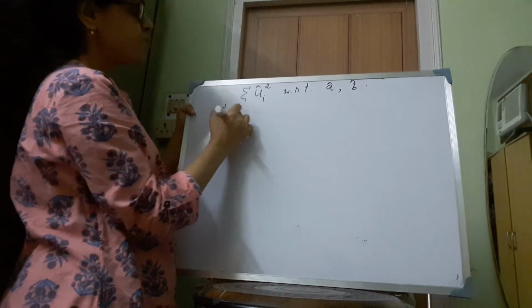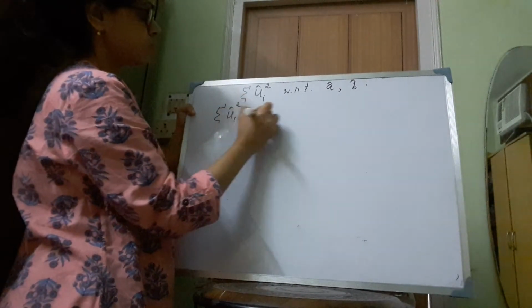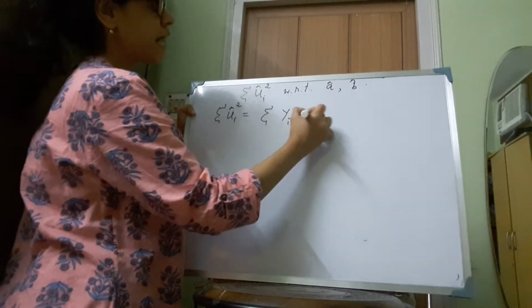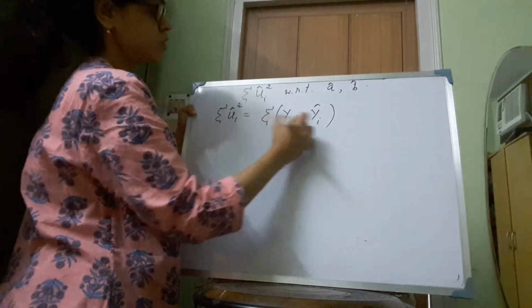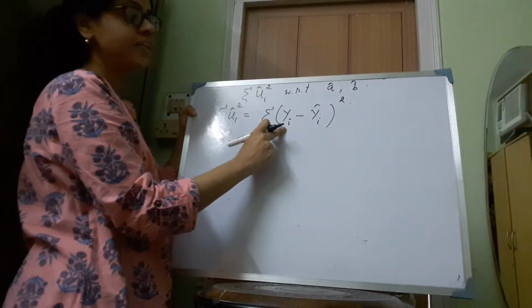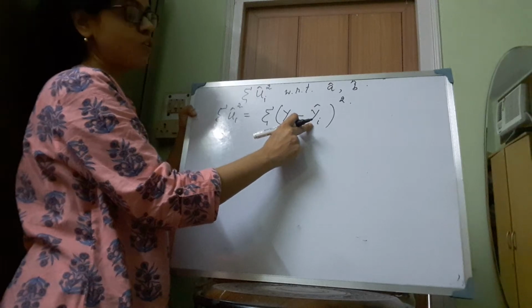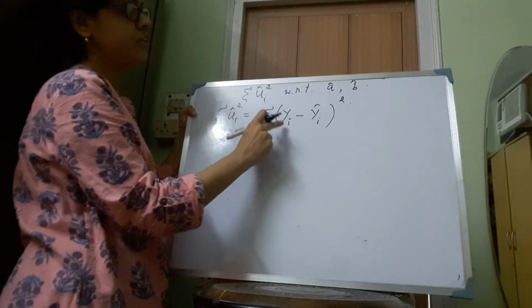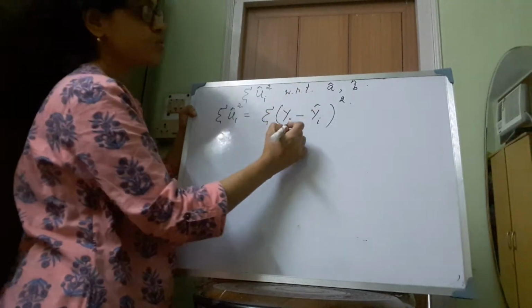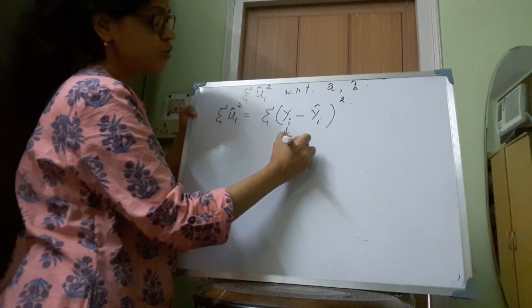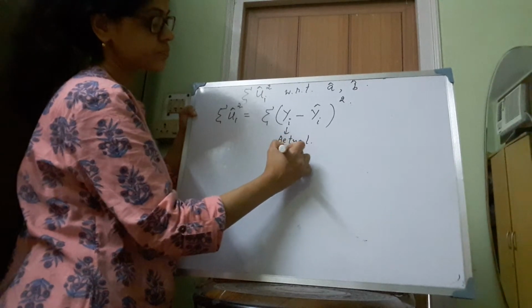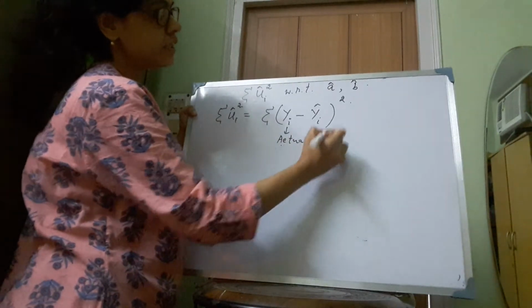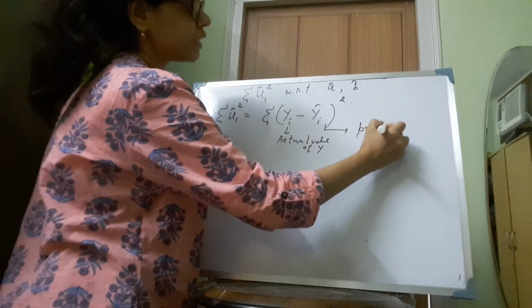Now in place of ui hat, what we can write? We can write summation of yi minus yi hat whole square. So this is the actual value of yi and this is the estimated value of yi. So that will give me ui hat. So in place of ui hat, I can write yi minus yi hat. So this is the actual value of y, and this is the predicted value of y.